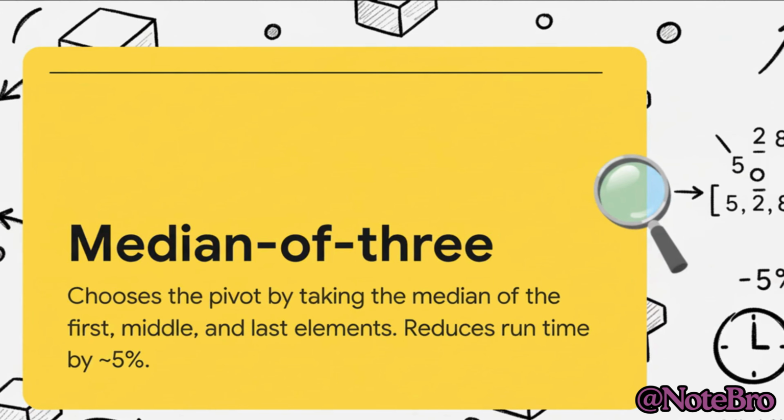The median of 3 method sounds fancy, but it's dead simple. You just look at the first, the middle, and the last elements of your current array, and you pick whichever of those 3 is in the middle to be your pivot. This tiny bit of extra work almost guarantees you won't pick the absolute worst element, and it immediately solves the problem of trying to sort an already sorted list.